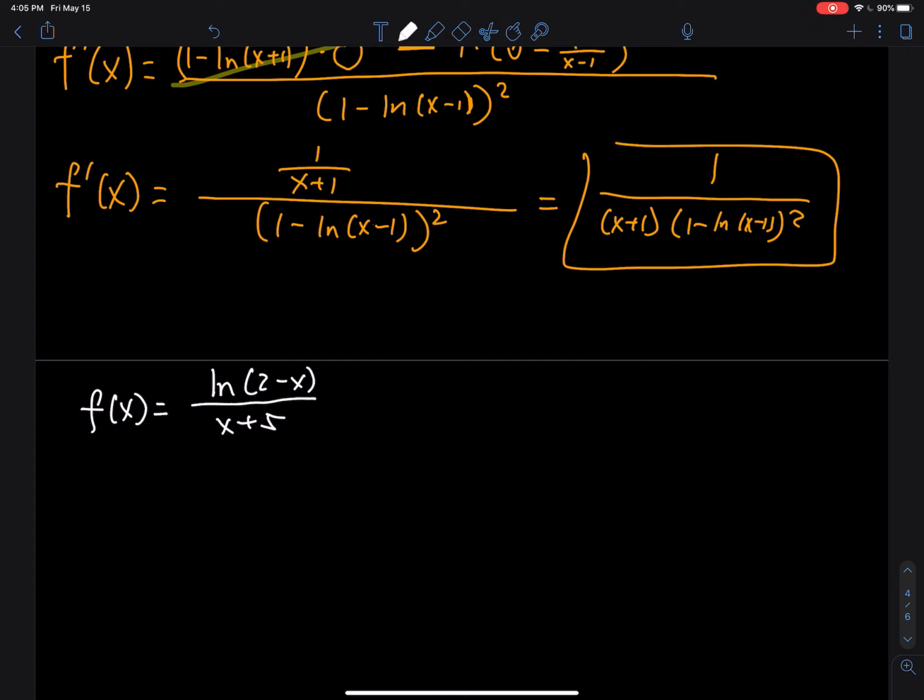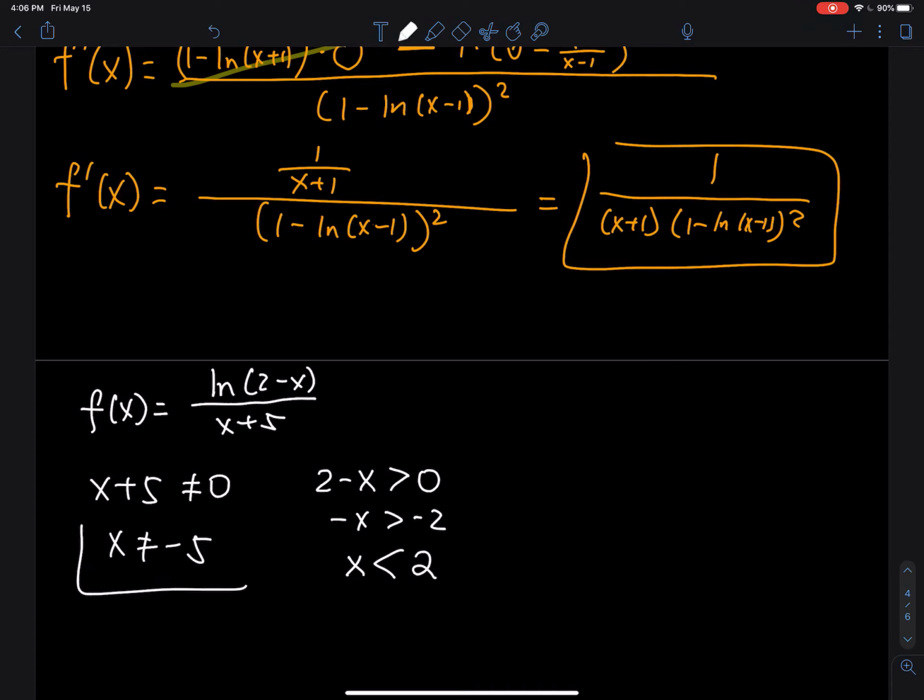So first, the denominator, the x plus 5 cannot be equal to 0. So x cannot be equal to negative 5. And then on top, we have 2 minus x greater than 0. So negative x greater than minus 2. Subtract 2 on both sides. And then when you multiply or divide both sides by negative 1, you have to reverse the direction of the inequality symbol. So these are the two restrictions.